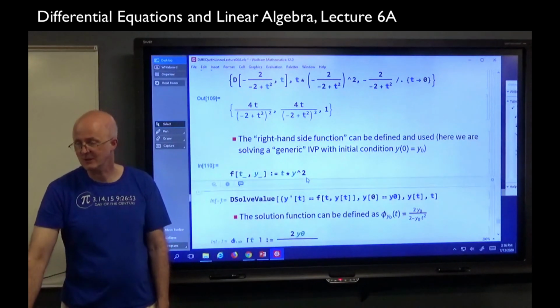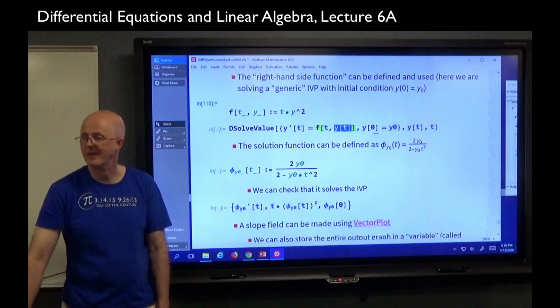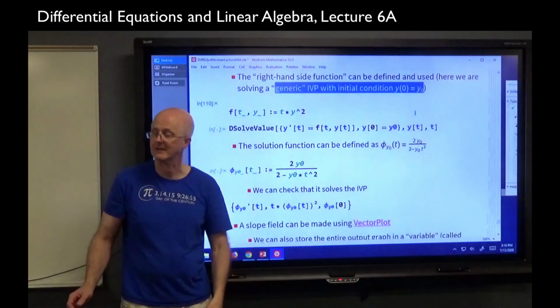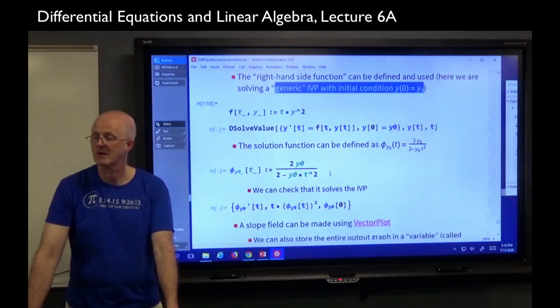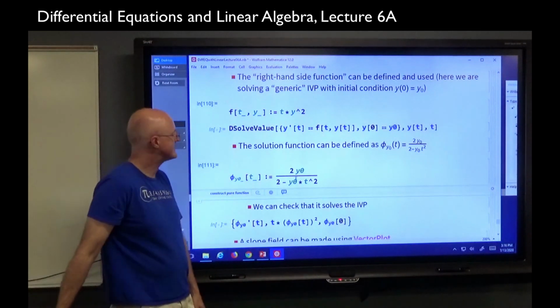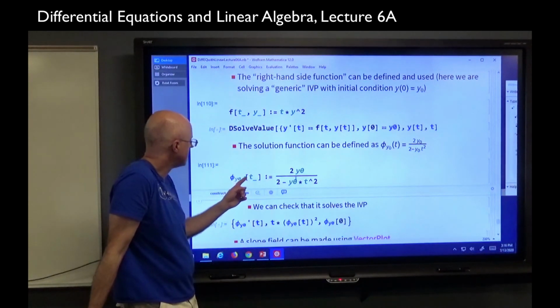I can use DSolveValue again with y of t in place of y, right there. And I'm doing this for a generic initial condition, y of 0 equals y sub 0. You've seen me do that if you've watched these lectures so far. I can enter this function, and Mathematica needs to know that it depends on both t and y0. So notice I have a t and a y0 both with underscores.